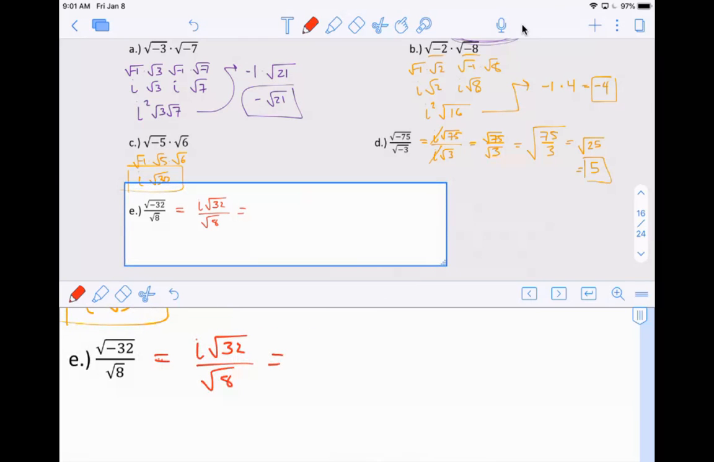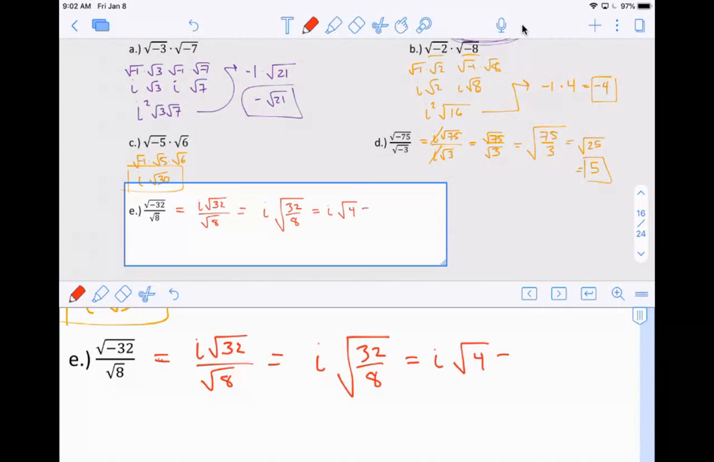Here, what do I do with the i though? The i's on the outside. It's not canceling. It's still here. I'm going to go ahead and pull it out of the fraction altogether. It is now chilling on the outside. I have i square root of 4. In other words, 2i.